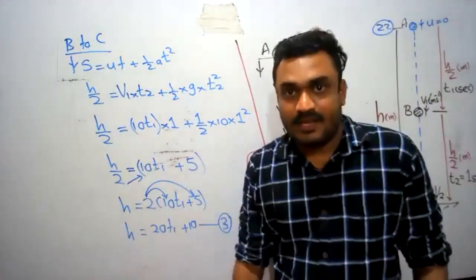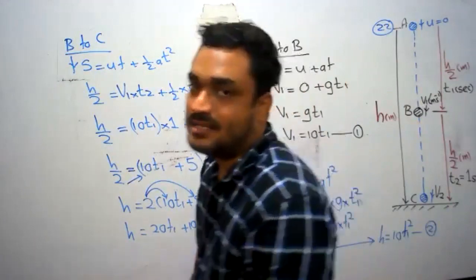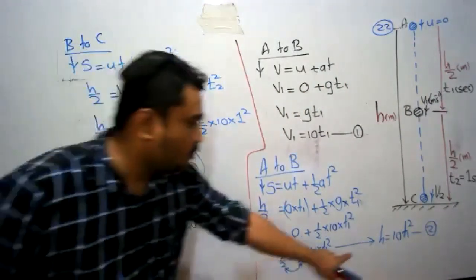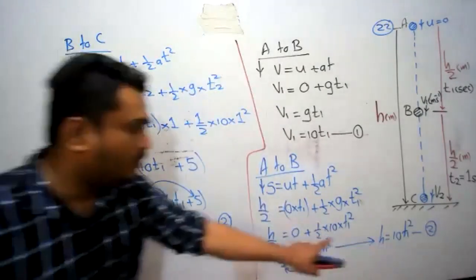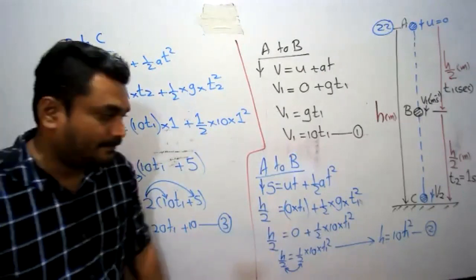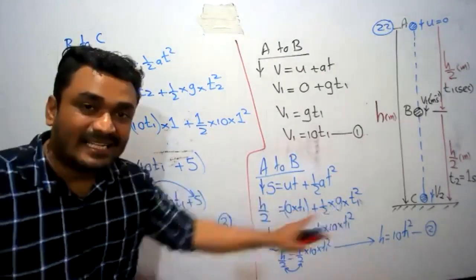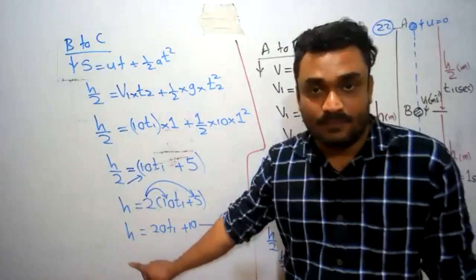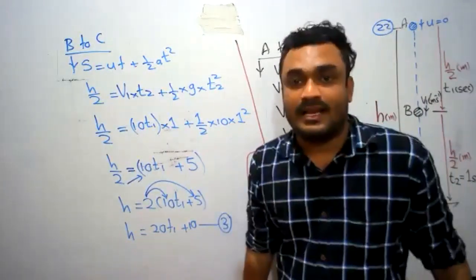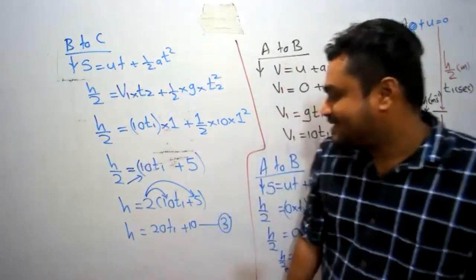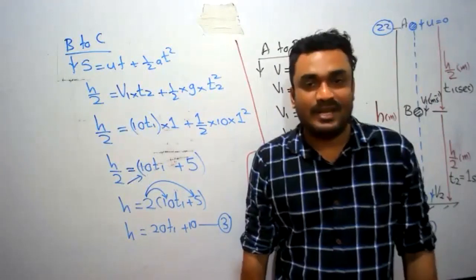simple H. Take photos and send your answers to my WhatsApp. You just want to take equations 2 and 3. H equals 10T1 squared. H equals 20T1 plus 10. So use equations 2 and 3 and find T1, then find H. Take photos of your calculations and send them to my WhatsApp. Then I'll be able to understand that you have learned. Then I'll be very happy.